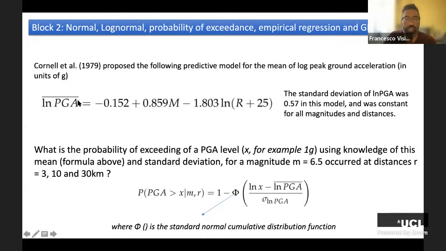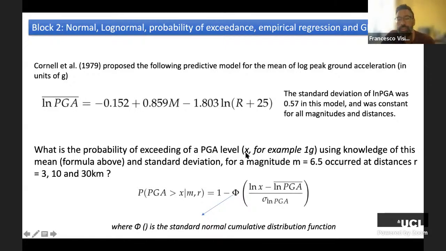So the mean logarithm of the PGA is a function of some coefficients, but also a function of magnitude and distance. The standard deviation of this model is 0.57. So basically, we are interested in the probability of exceedance of a PGA level.